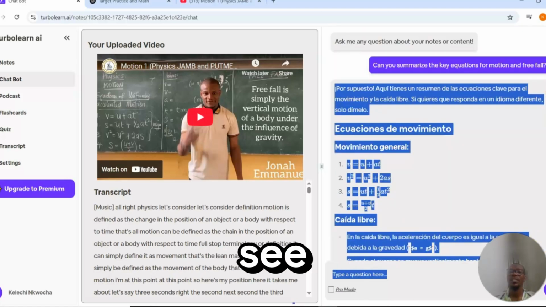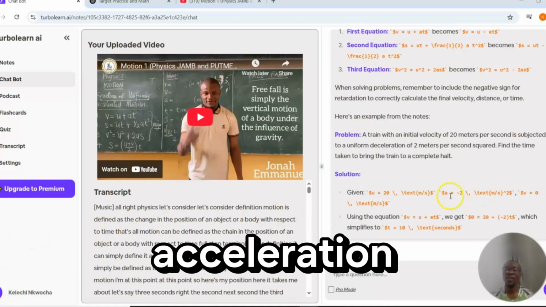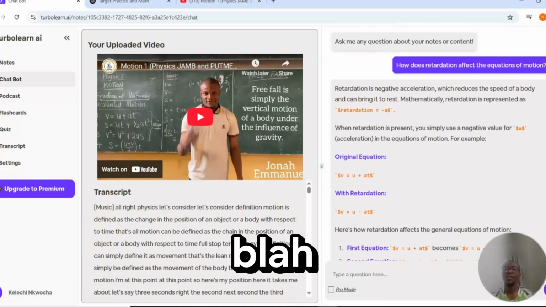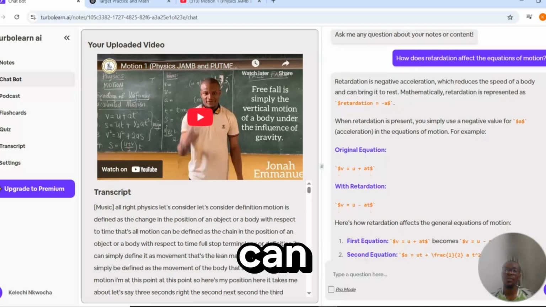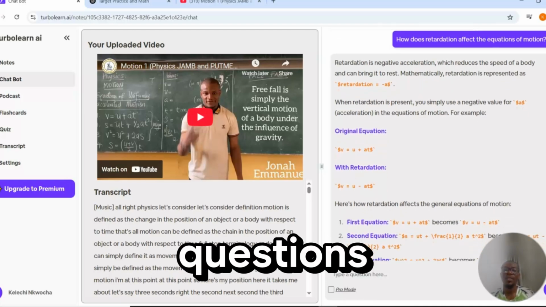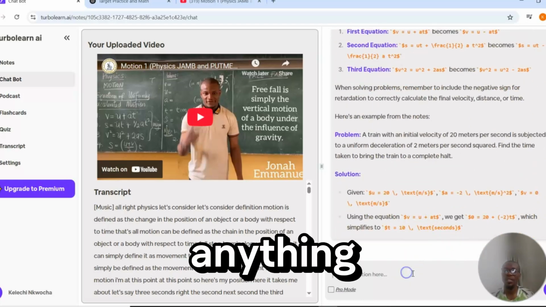Let's see. So we have it here. So we can come down here. Retardation is negative acceleration, which reduces the speed of a body. You can come down here, and then you can just pick specific questions and ask it. Just ask it anything.